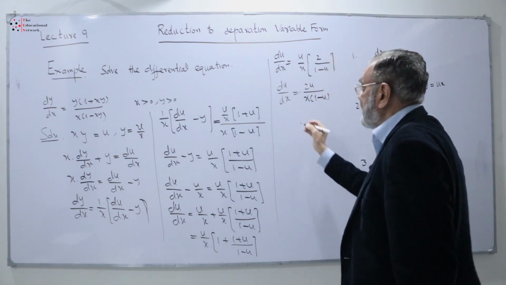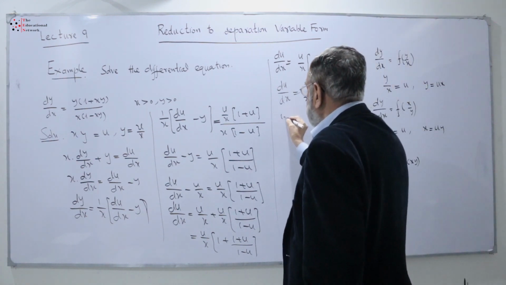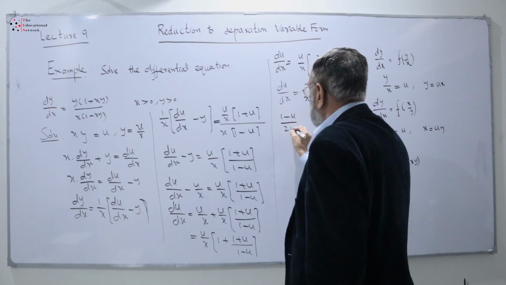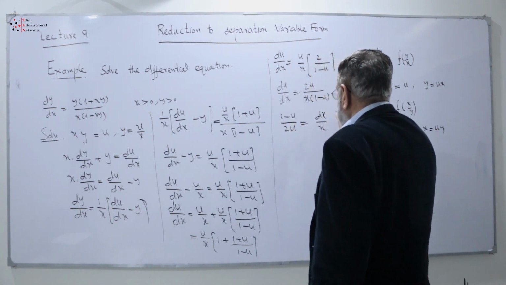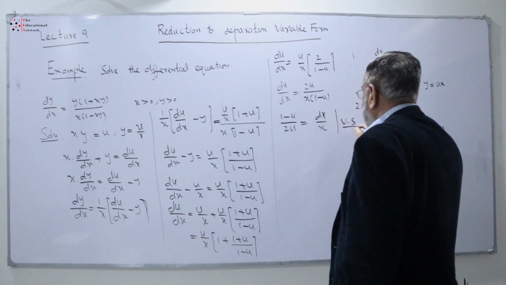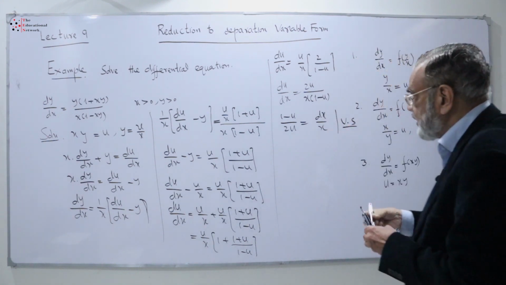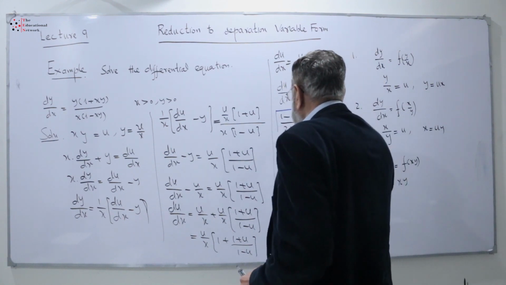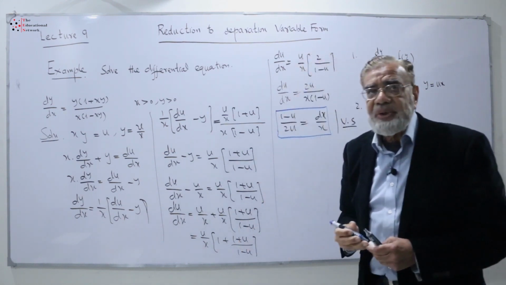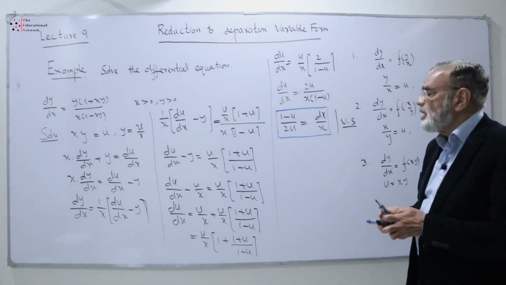We now separate the variable. We'll get here 1 minus u over 2u is equal to dx over x, and this is my variable separable form. This form is my variable separable. And now here is the next stage. Next step is to integrate that one and to solve this one.